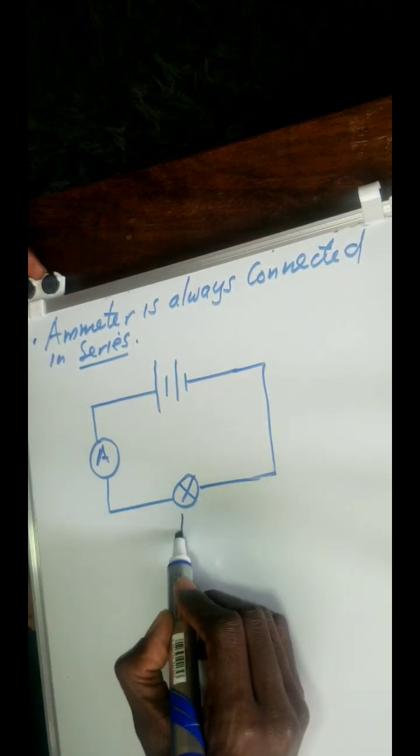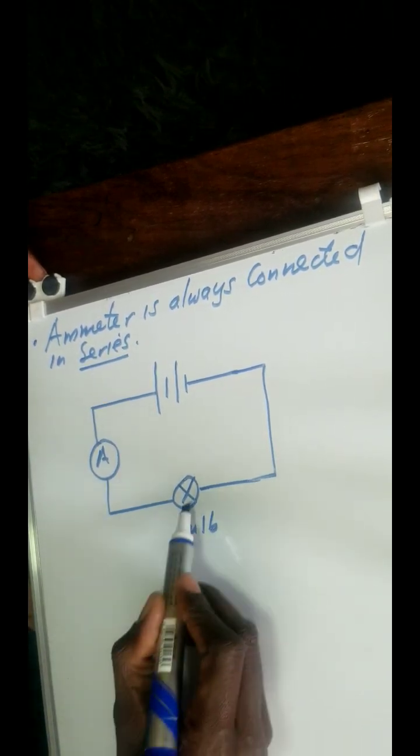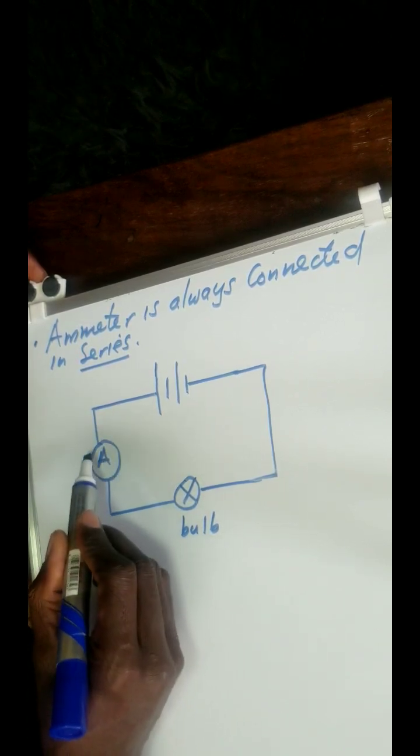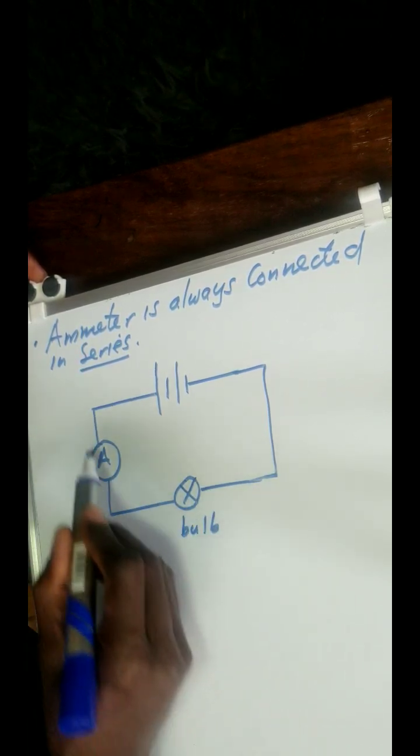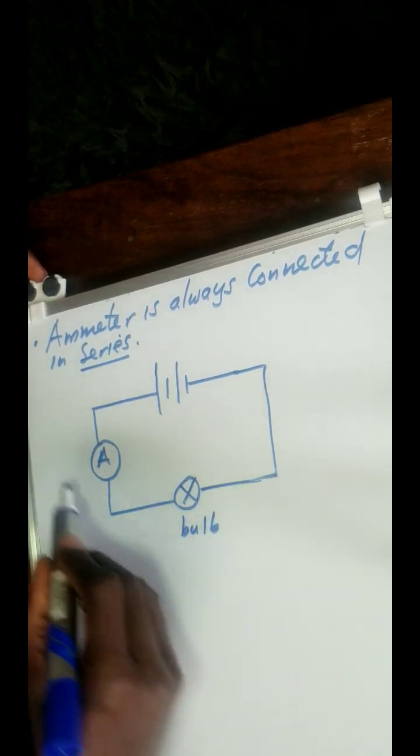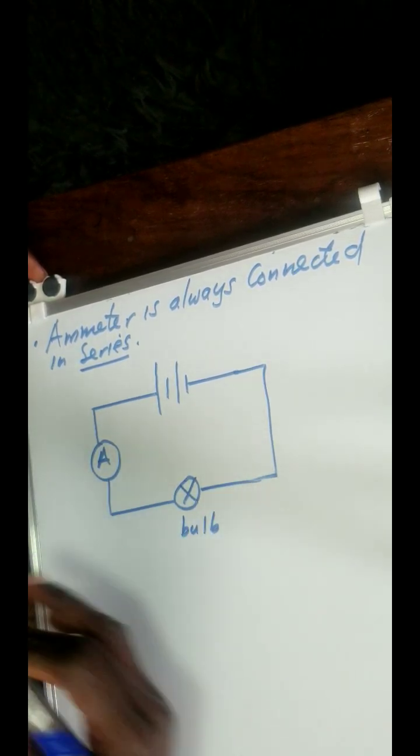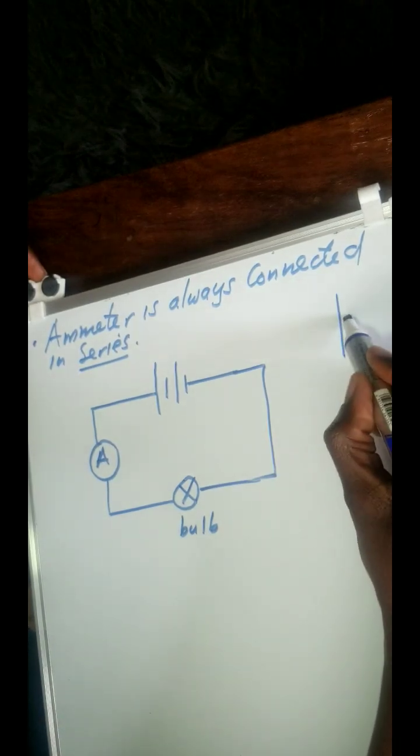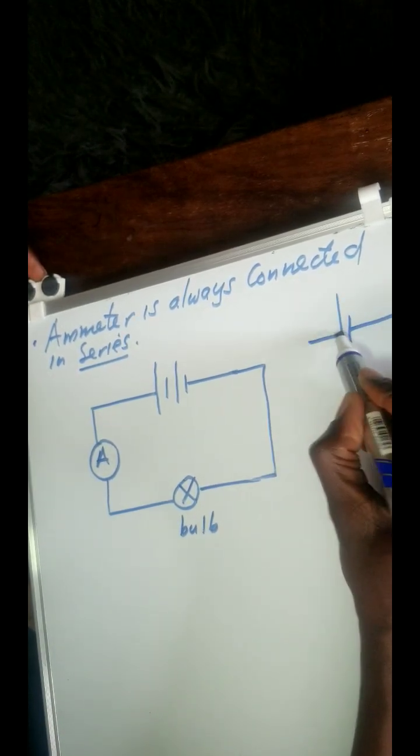So imagine that this is a bulb and you're trying to measure the current passing through the bulb. It simply means that your ammeter is connected in series. When we say in series, they are in the same line. They are not branching anyhow. Now, when it comes to a cell, this is what we are calling a cell.